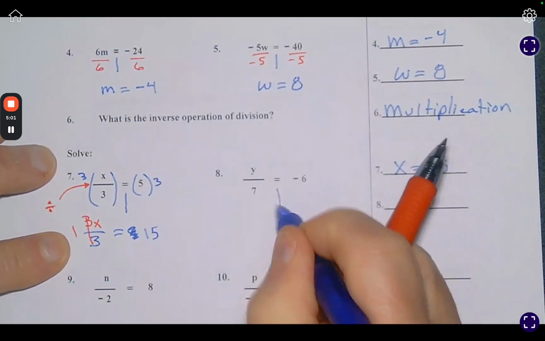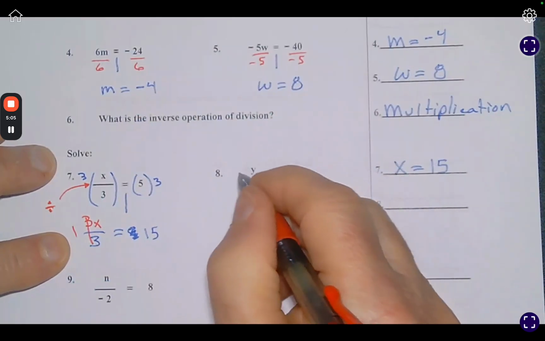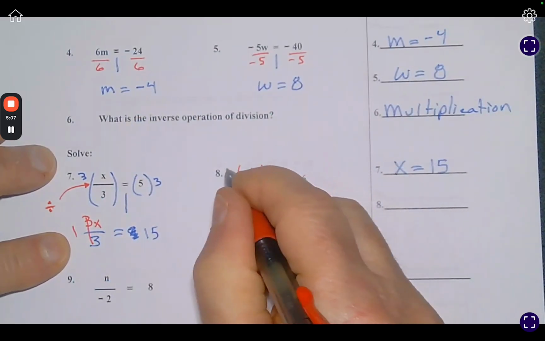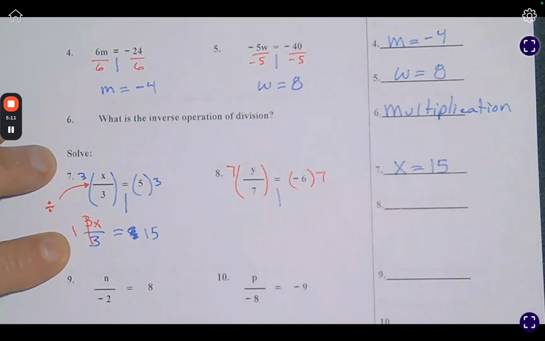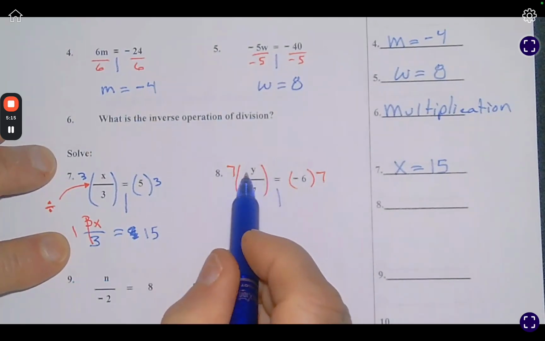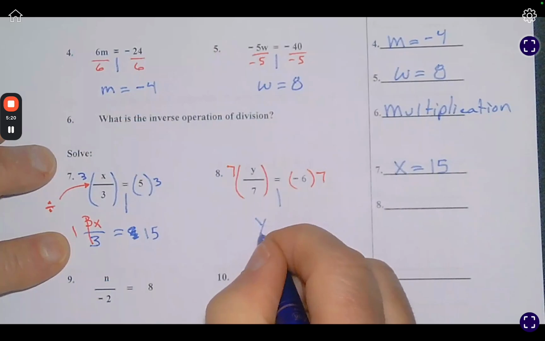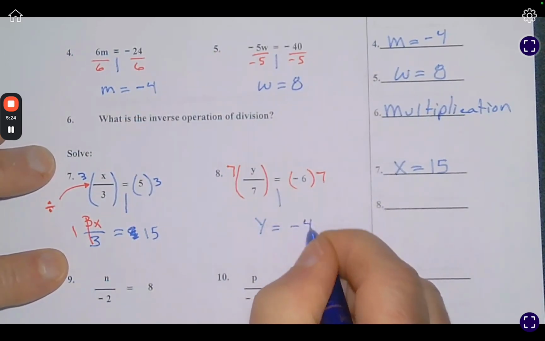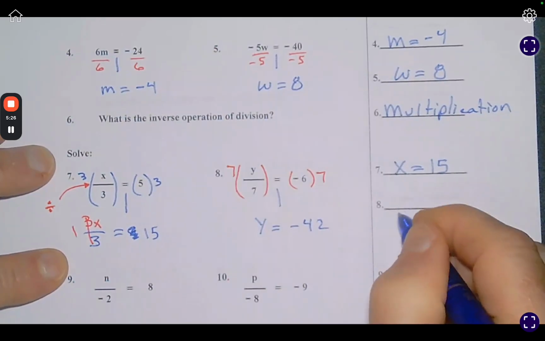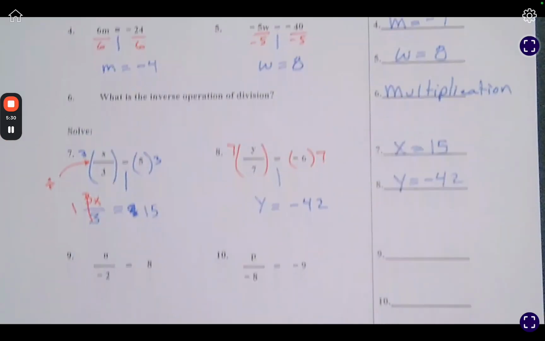Remember, what I do to one side, I got to do to the other. So I'm going to go ahead and undo my dividing by 7. So I'm going to multiply the top by 7. Multiply that side by 7. Now, what you can notice is 7 times 1 is 7. 7 divided by 7 is 1. So that's 1y equals negative times a positive is a negative 42. That's it. You're done. Boom.